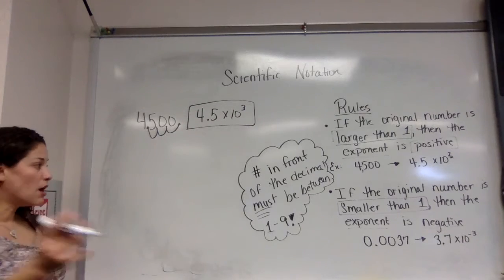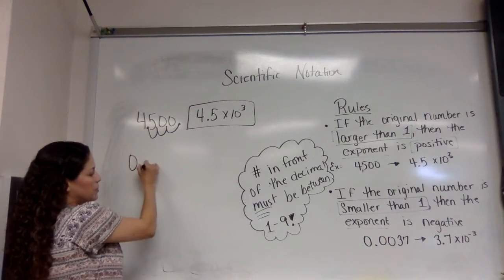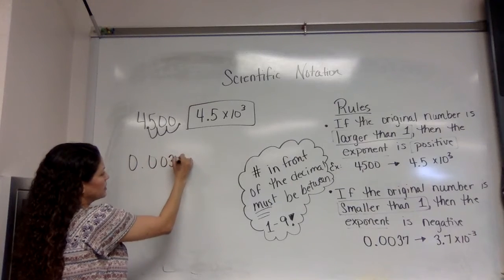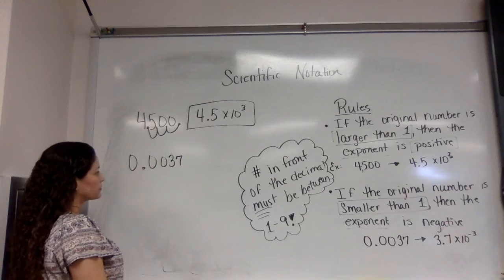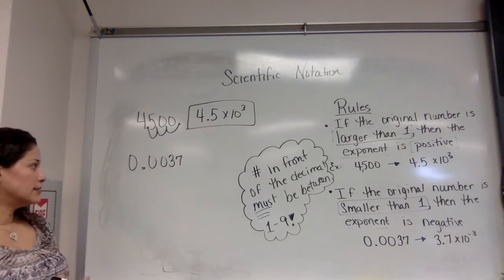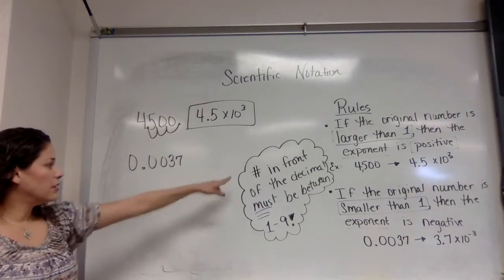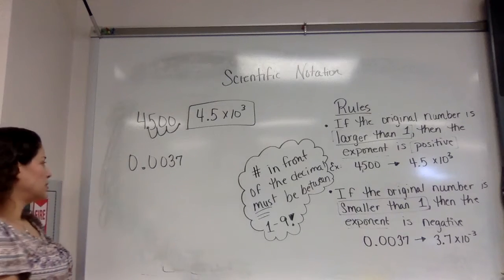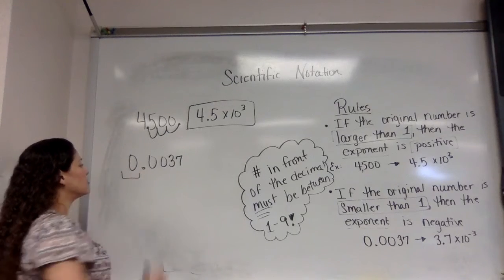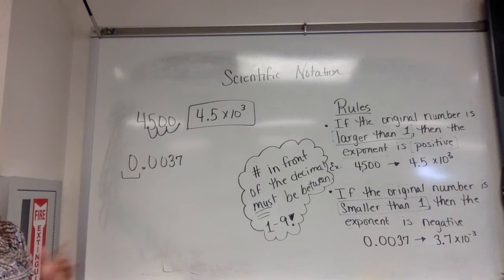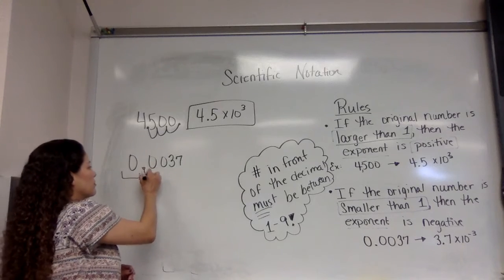If I do something smaller like the one that's in there, I have 0.0037. And same rule applies. Okay? It is smaller than 1, so I expect my exponent to be negative. The number in front of the decimal must be between 1 and 9. Right now, the number in front of the decimal is 0. Doesn't follow the rule. So I need a jump.